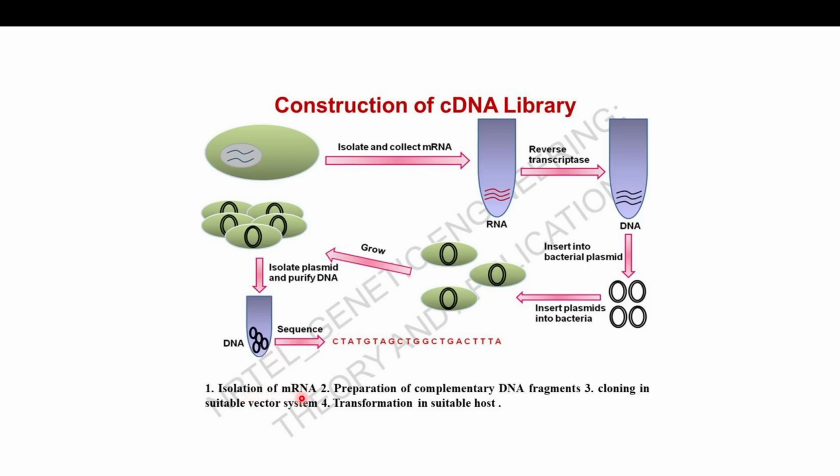Okay. So isolation of mRNA, then preparing complementary DNA fragment, then cloning it into a suitable vector system, transformation in a suitable host, and then, just to finally confirm that our complementary DNA has indeed gotten into the organism of our interest or the recombinant vector, we should always send the samples, so sequence the plasmids, so that we can see whether the sequence of our interest is present in that recombinant plasmid or not.